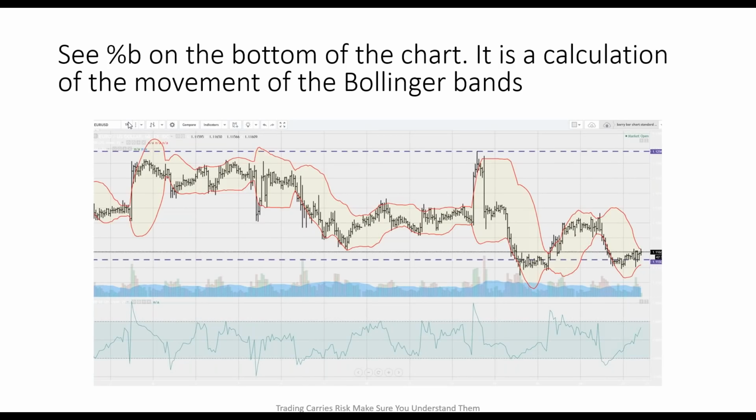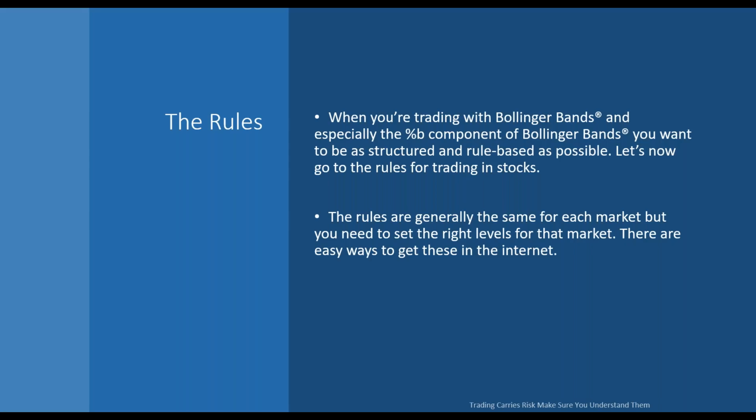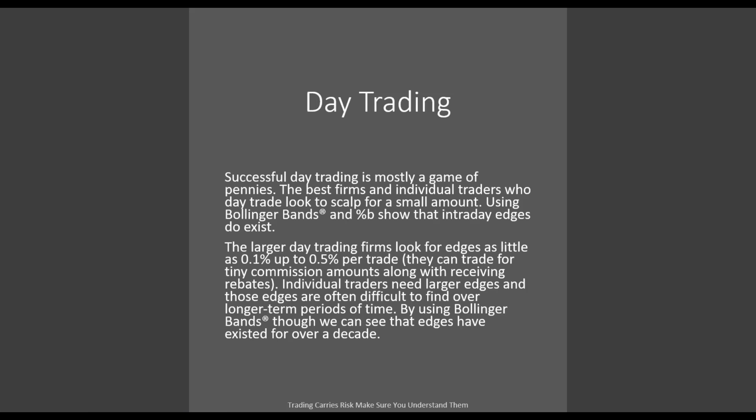So when we see the percent B on the bottom of the chart, it's the calculation of the movement of the Bollinger Bands. Ideally, when buying a security, we want the percent B reading to be above the 1 for multiple days or for multiple periods. And I've given you in the handout a very big one, because we can't go through it all in class, but it's all broken down by percentages and when a price reaches what number, what it's telling you, and how successful it's been in its back trading.